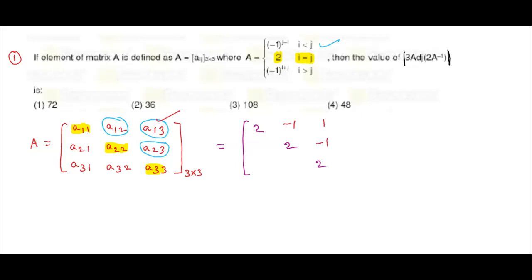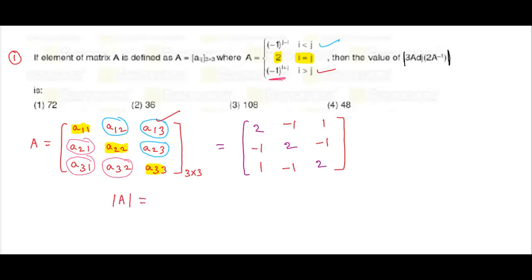See here, i greater than j. So which elements? These: A21, A31, A32. Then use minus 1 whole power i plus j. A21, 2 plus 1, 3, minus 1 whole cube, that is minus 1. Minus 1 whole power 3 plus 1, that is 1. A32 means here we'll get minus 1. This is the A matrix.